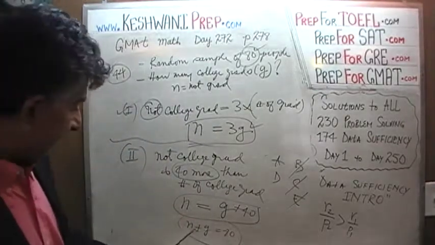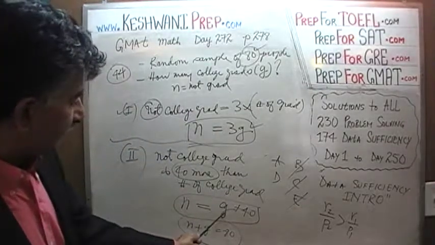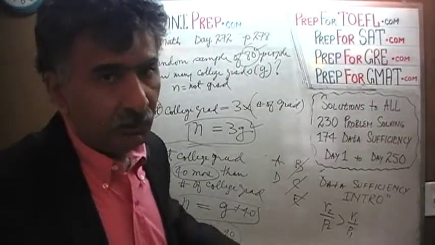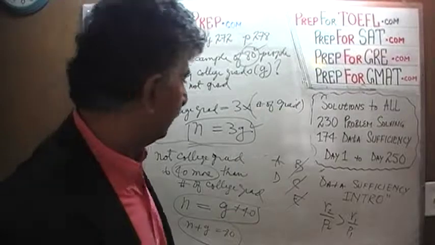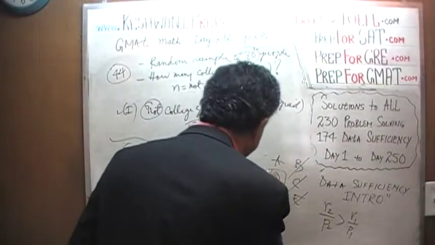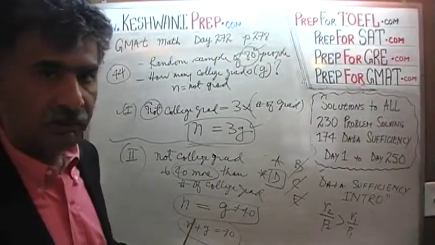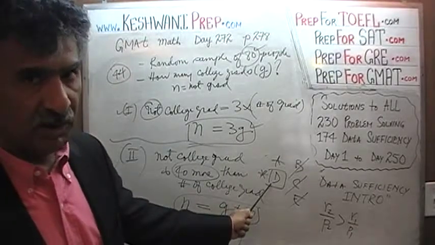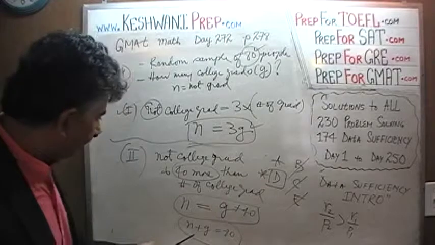The total is 80. N plus G is 80, and N we are told is G plus 40. Well, there you go. Two independent equations, two unknowns. It can very easily be solved. The answer is D. Second statement by itself also turns out to be sufficient. Therefore, each of these statements independently can do the job. Answer is D.